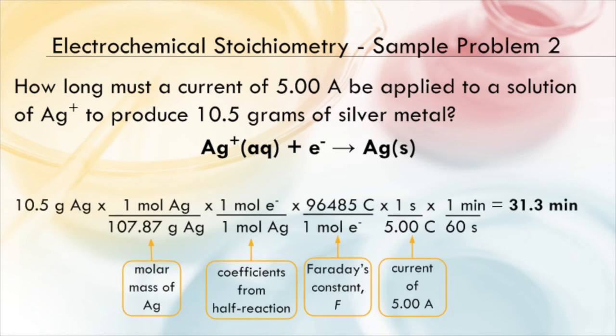I did. Here's how. Using the molar mass of silver, I converted grams into moles. Using the coefficients from the half reaction, I converted moles of silver into moles of electrons. Using Faraday's constant, I converted moles of electrons into coulombs of charge. And using the current of 5 amps, that is 5 coulombs per second, or in this case 1 second per 5 coulombs, I converted coulombs into time. Then I converted to minutes, because that's just how I roll.